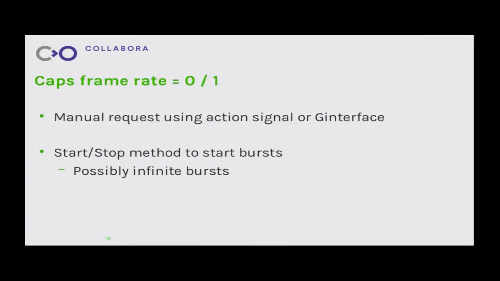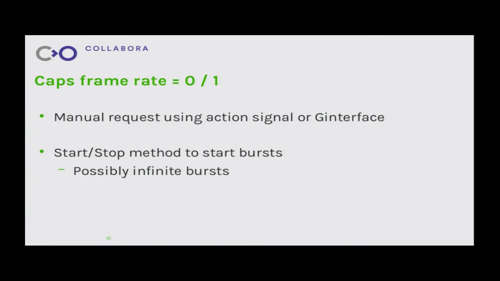Either you request a frame rate of 0, which means that it will only fire buffers if you ask it to. So then we can add an API, an interface, or an action signal to just request one buffer. Or we can have a start-stop method, and after start, it will just request as many buffers as possible, as quickly as possible. And this is used for burst modes that you have in most modern cameras.